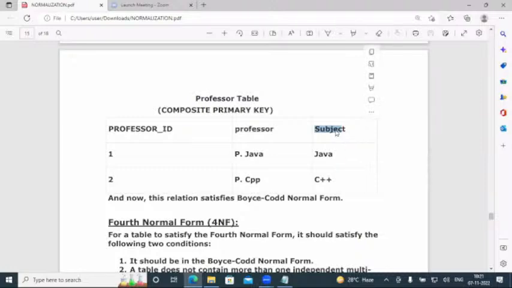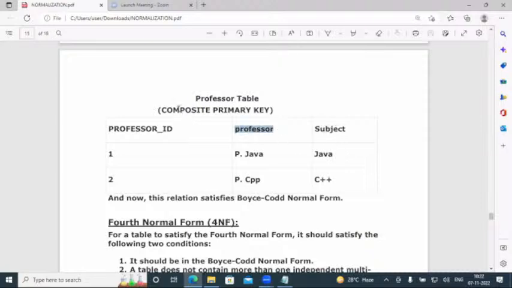Non-super key. Because of what reason? On this subject column, can I insert a duplicate? See carefully. Can I insert duplicate data in this? Yes, we can. Because is there any primary key on this column? No, that means it is a non-primary key. Can a non-primary key accept duplicates? Accepted or not? This is accepted. That means this is not a super key.